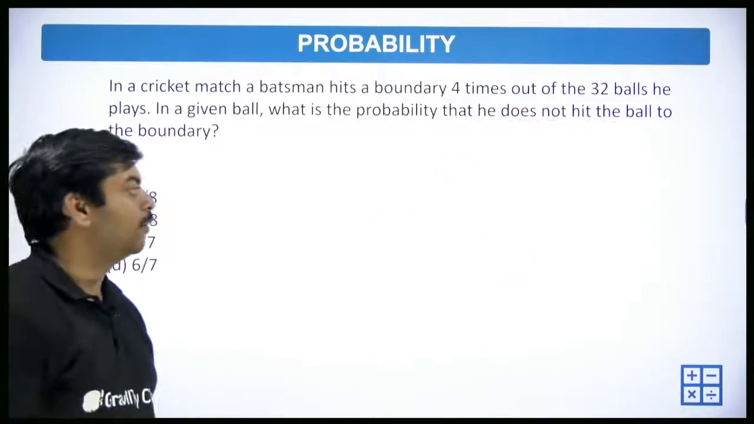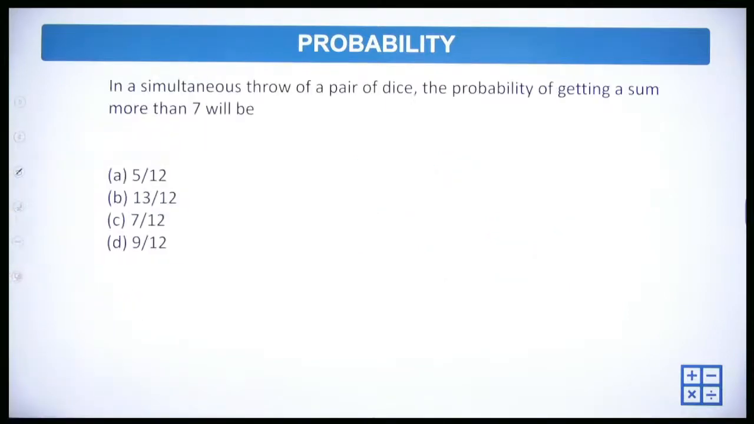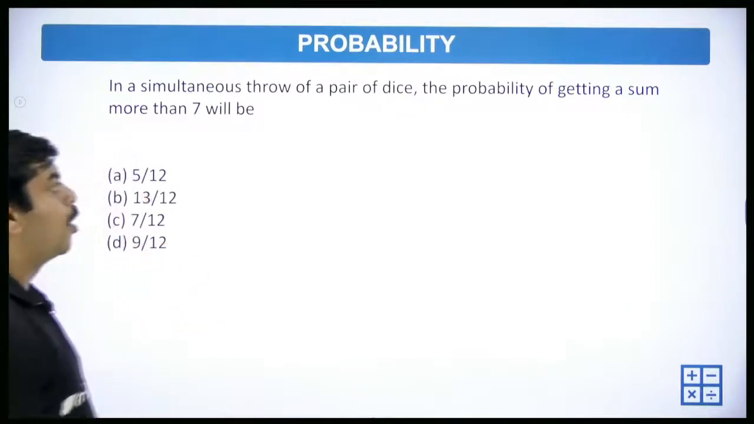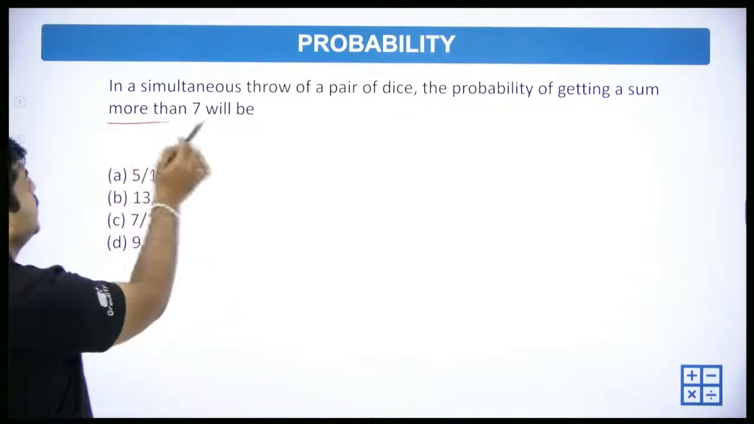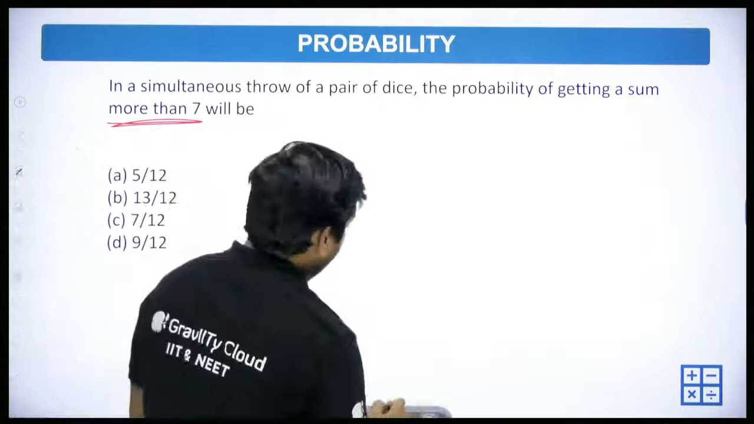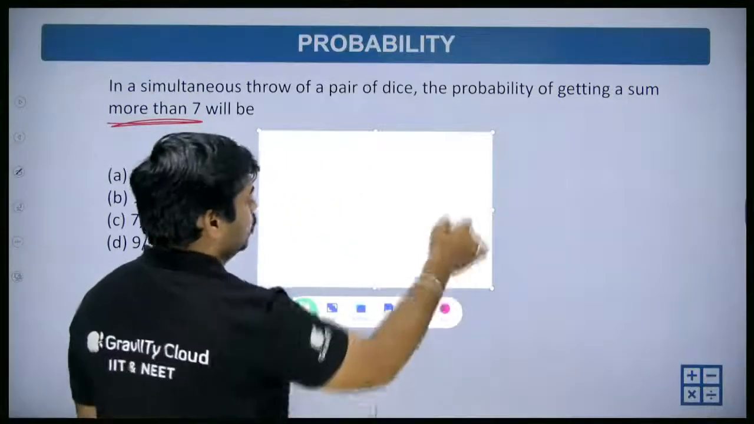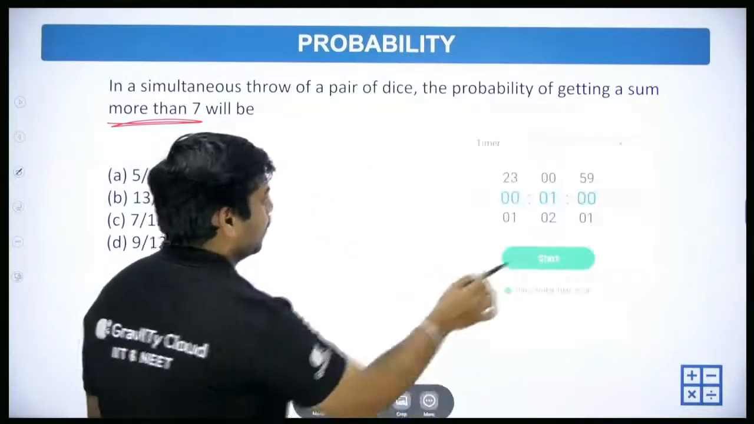So let's move forward to the next question. In a simultaneous throw of a pair of dice, pair means 2, right? The probability of getting a sum more than 7, a very beautiful question. So please try to do it fast.